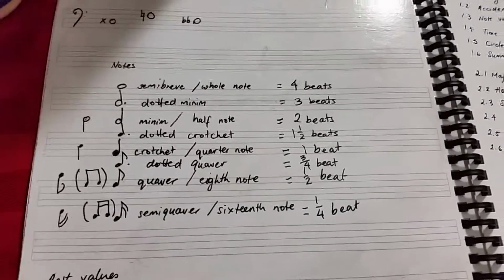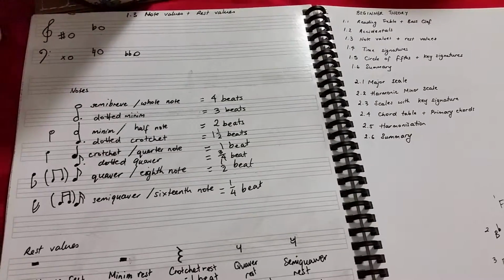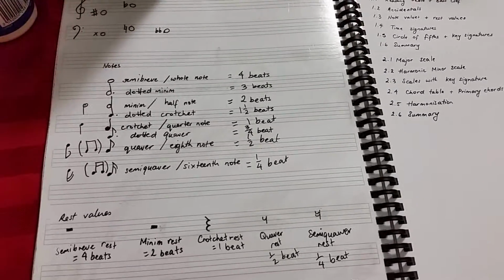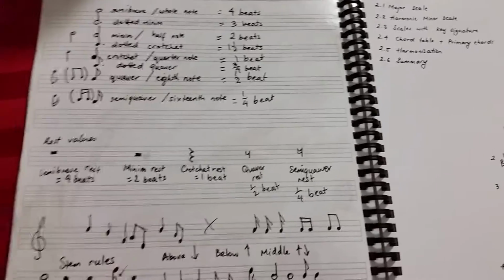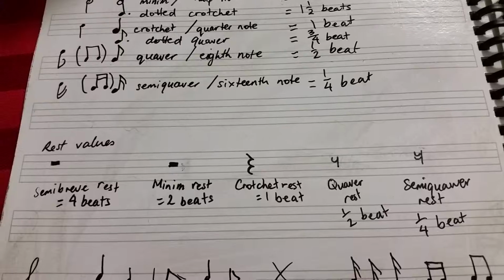Okay, so you must memorize these note values, and then once you get that down pat, we'll go into time signatures and learning how to write rhythms in different time signatures. So revise all of this, you need to memorize all of this and all of the rest values.